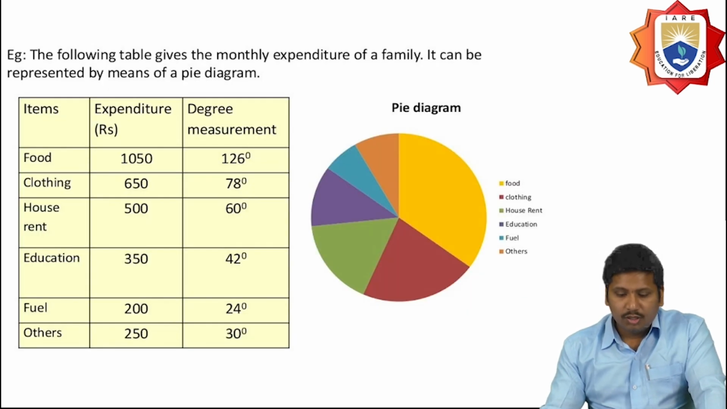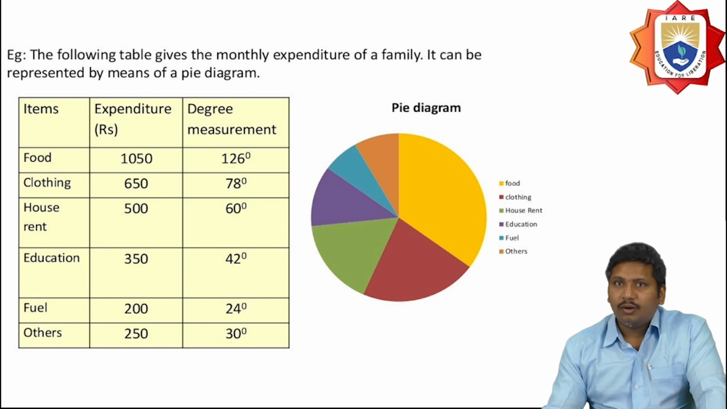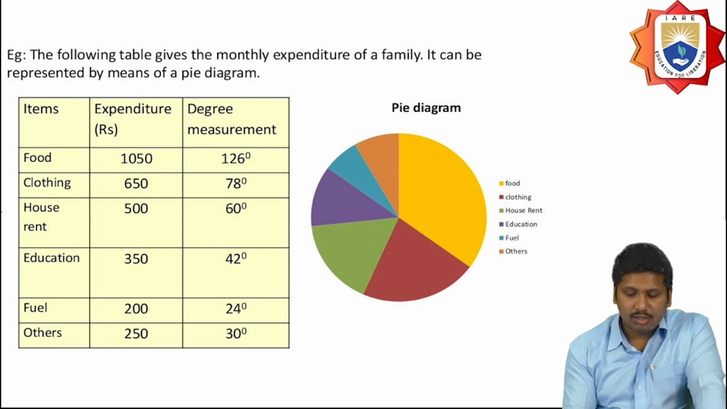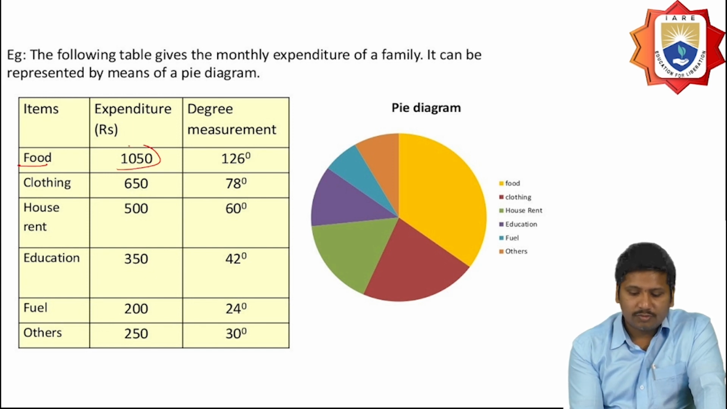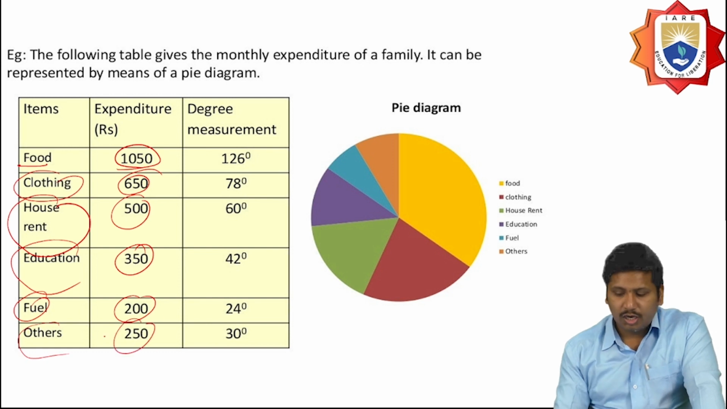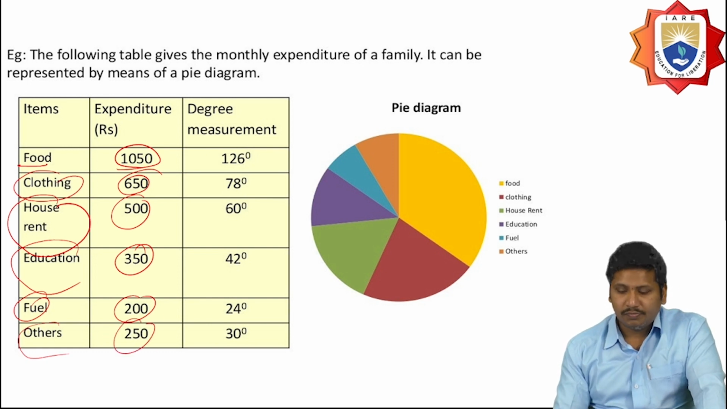See the example. The following table gives the monthly expenditure of a family, and that is going to be represented by means of a pie diagram. These are the items spent by the family members. Food, what is the expenditure? 1,050. Clothing, 650, then house rent 500, education 350, fuel 200, and others 250. For that, I have to make a pie diagram.